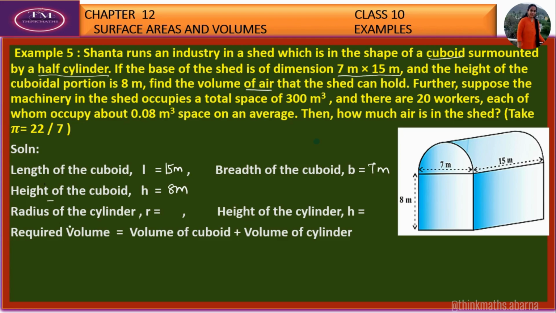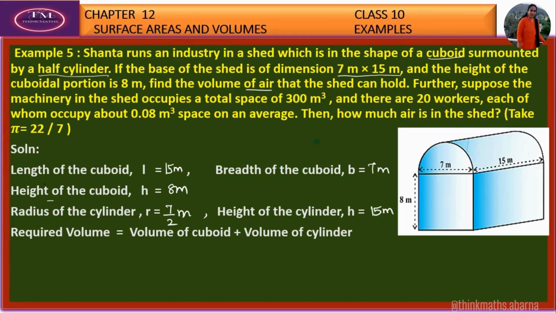Now we have to know the radius of the cylinder. So it is given as half cylinder which is mounted on top of the cuboid. So its diameter will be equal to the breadth of the cuboid. So breadth is nothing but 7 meters. So radius of the cylinder will be half of the diameter which is 7 by 2 meter. Okay, so next we should know the height of the cylinder. So height of the cylinder is nothing but length of the cuboid. It is surmounted on cuboid. So length of the cuboid and height of the cylinder will be same. So height of the cylinder H is equal to 15 meter.